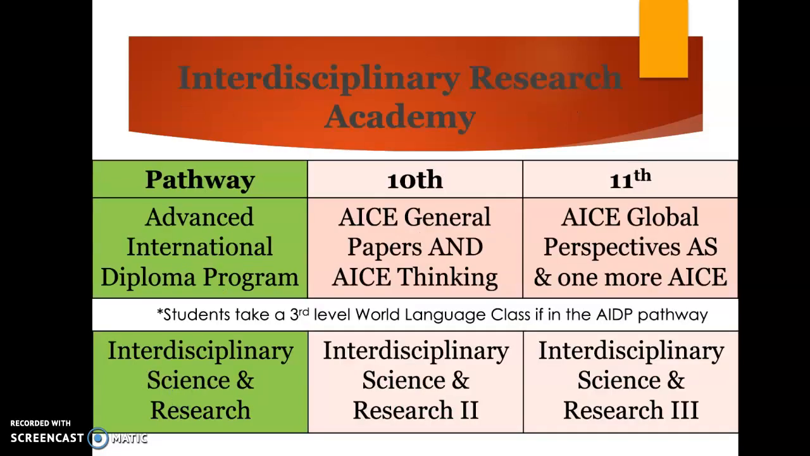Interdisciplinary Research Academy. If you've chosen the Advanced International Diploma Program, your first 10th grade pathway classes will be ACE General Papers and ACE Thinking Skills. If you've chosen Interdisciplinary Science and Research, your pathway course will be Interdisciplinary Science and Research 2.